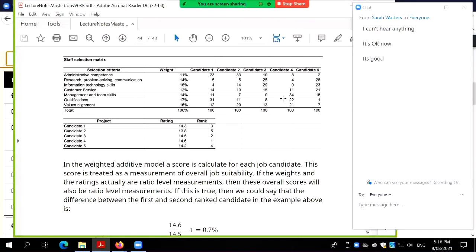Do you want to take a short break, or should I keep on? Short break? Let's take about 5 minutes, and then we'll do a little bit more of the data analysis stuff.